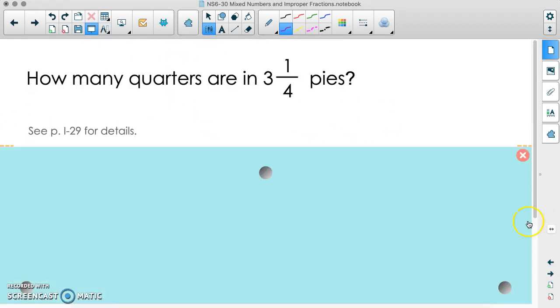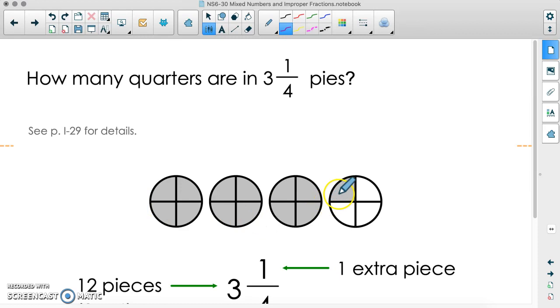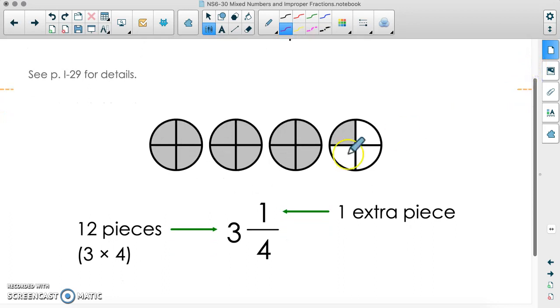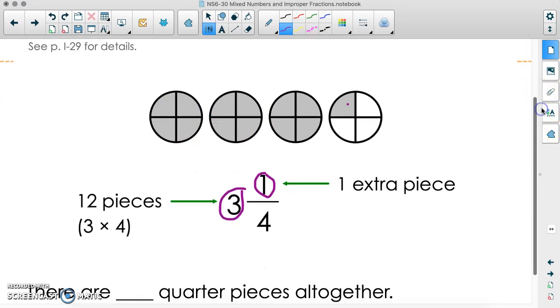Now, how many quarters would there be in 3 1/4 pies? So here, if I showed you this picture of 3 1/4, well, I can multiply the 3 times 4 because there are 4 pieces in each pie. That's going to give me 12 pieces. And then I add on this last piece for 13. So the mixed fraction here to show you would be 3 full pies and 1/4. This 3 here is standing for 3 full pies. This here represents the extra piece. And then the 4 represents how many pieces each pie is cut into.